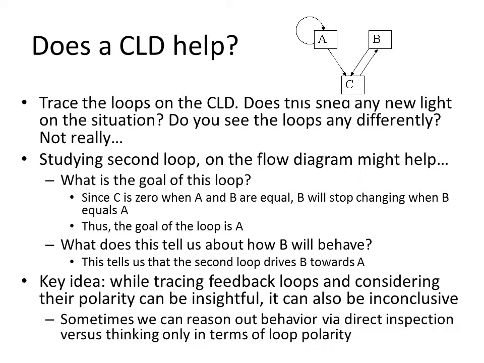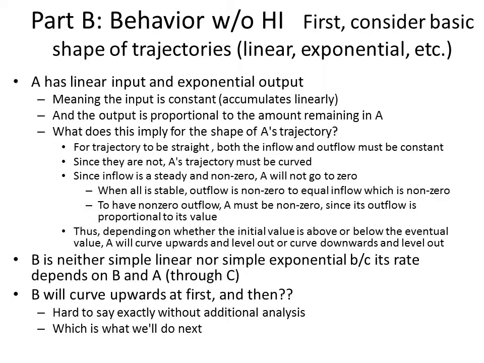So the key idea here, to summarize, is that while tracing feedback loops and considering their polarity can be insightful, it can also be inconclusive. Sometimes we can reason out the behavior by a more direct inspection of the logic of the model, rather than relying only on looking at loops and loop polarity. Now, using the same example, we'll use the second part of the material for this week, model behavior without using hand integration. And we'll start by considering the basic shape of the trajectory.